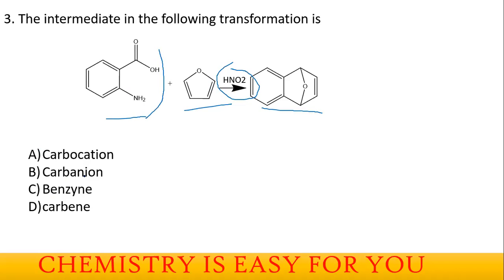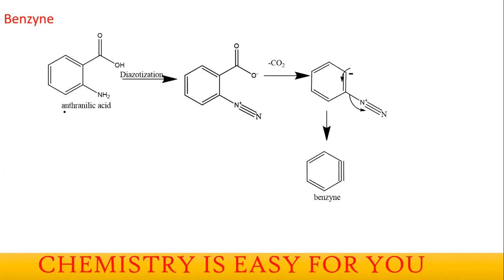I am going to explain this whole reaction in the next slide. So let's see. The answer is benzene. Now let's take a look at the reaction that is taking place. At first we have anthranilic acid, and since we have HNO2, diazotization takes place to form this species. There will be N2+ and also COO-. And from this, the carboxyl group will be removed like this, with the carbon dioxide moving out.